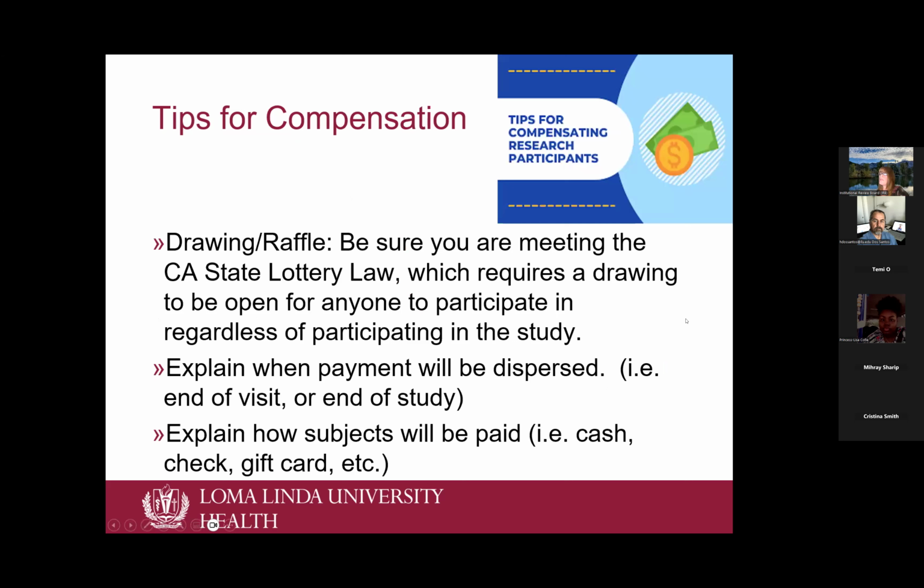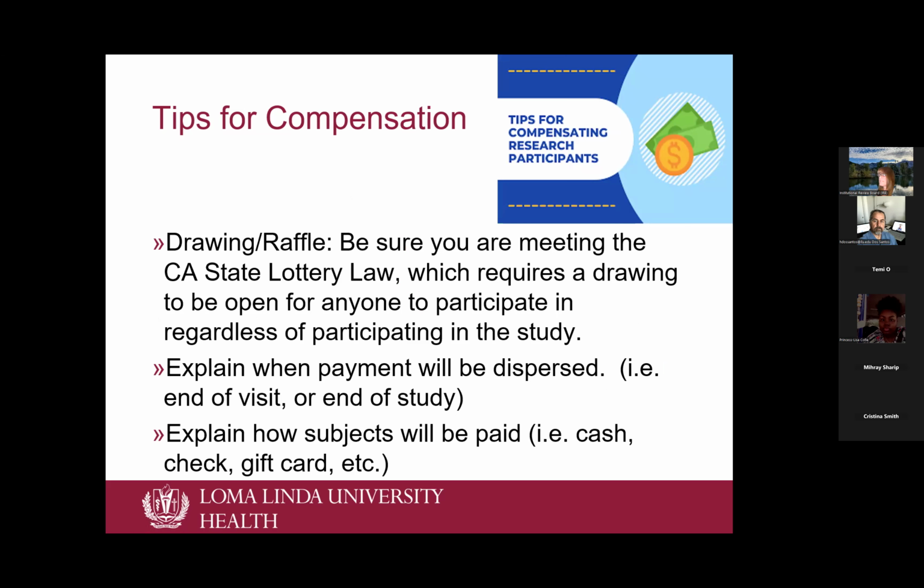Compensation. If you are going to do a drawing or a raffle, you just need to understand that California has a lottery law that you have to follow. And basically, if you're going to offer it, you have to offer it to anybody who wants to join in that drawing or that raffle, regardless of whether they want to participate in your study or not. And that has to be clearly explained within the informed consent documents.